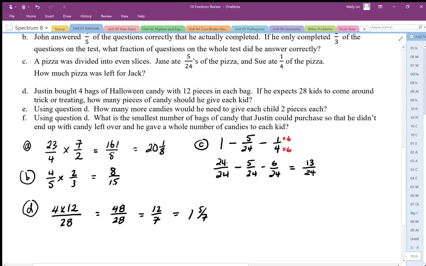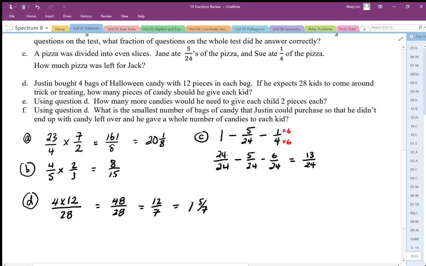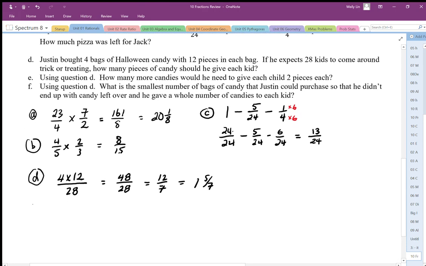So you're going to have to chop up each candy. Each kid's only going to get 1 whole one, and then a chopped up piece. That's not great. So for part E, let's make sure that each kid gets 2 pieces each. It says, how many more candies would you need to give 2 pieces each? So for part E, basically we need a whole multiple of 28. So that's going to be 56. We need 56. We have 48. So we need 8 more pieces.